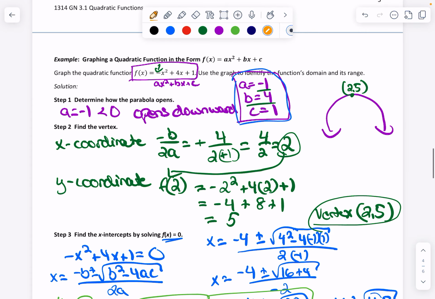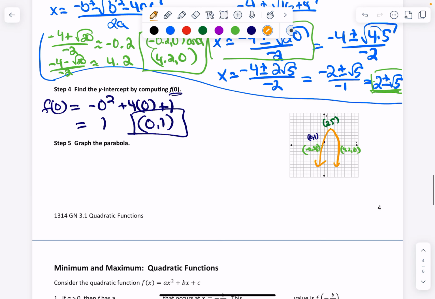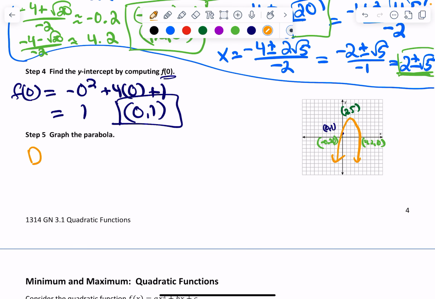Okay, next, we still need to identify the function's domain and range. So we're going to look at our graph here. If we look at the domain, it keeps going all the way, even though it doesn't go fast, but it will. There's no restriction on where it goes on the x-axis. So it is all real numbers, or we can write negative infinity to infinity.